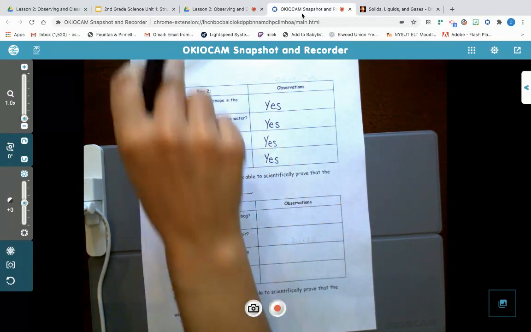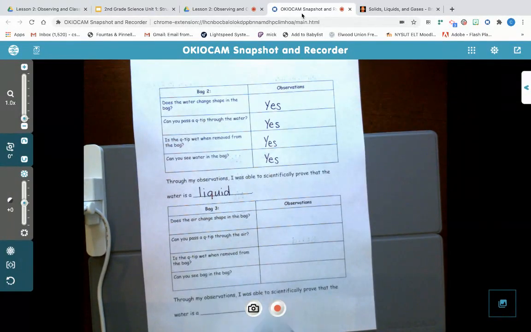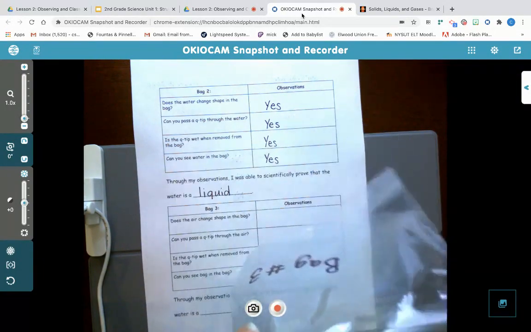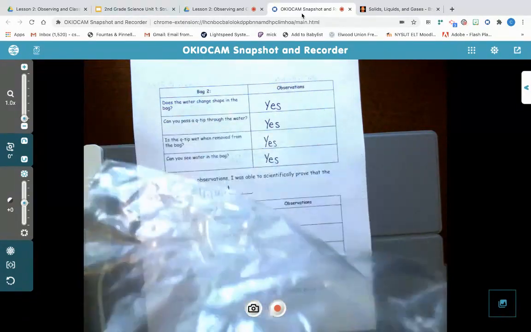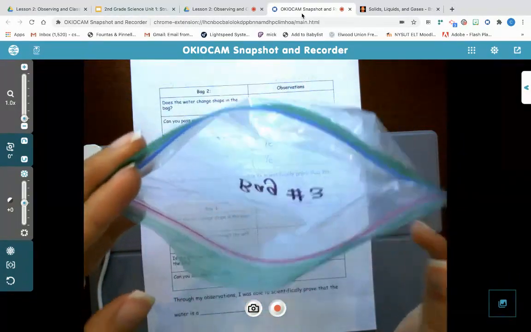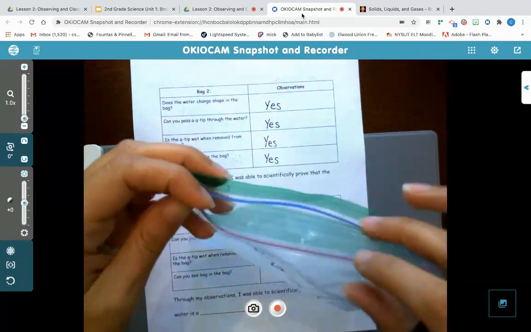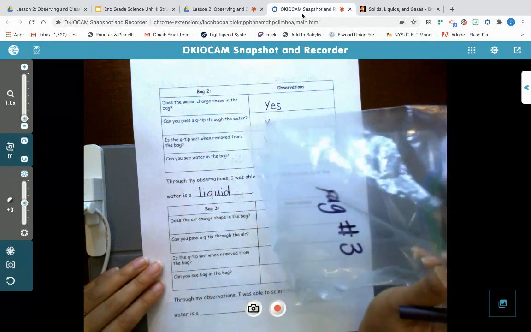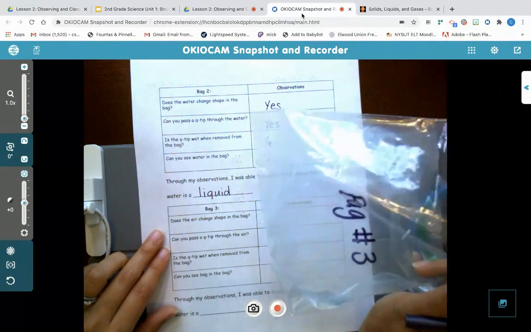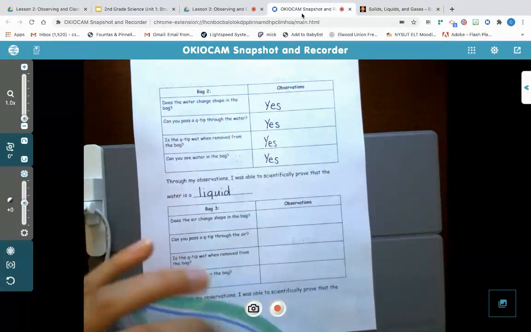Okay, last but not least, bag number 3. So bag number 3 is air. Let me see, I'm just gonna add some more air to it. There we go. Okay, now, let's ask these questions. Does the air change shape in the bag?